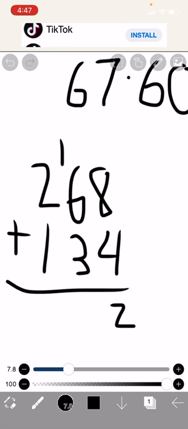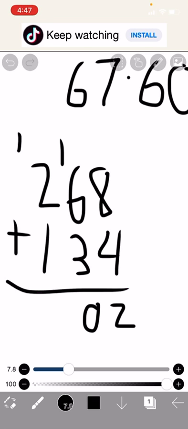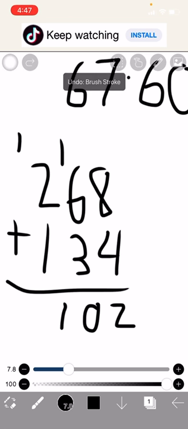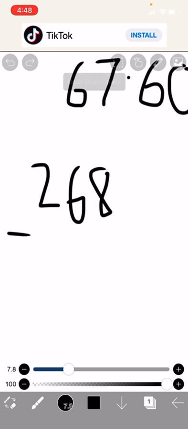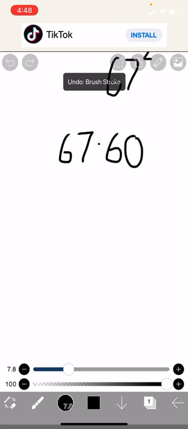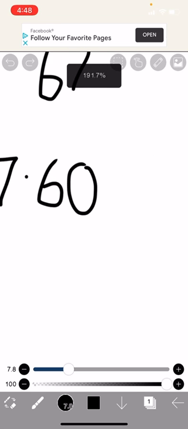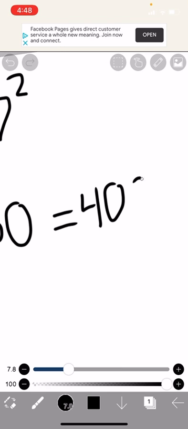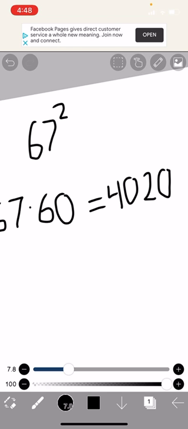12. Carry the 1. 6 plus 3 is 9. This is 10. Carry the 1 again. And then 1 plus 2 plus 1 is 4. And then we get 402. So now we have 402 for 67 times 6. So 402, 4,020, since we add the 0.